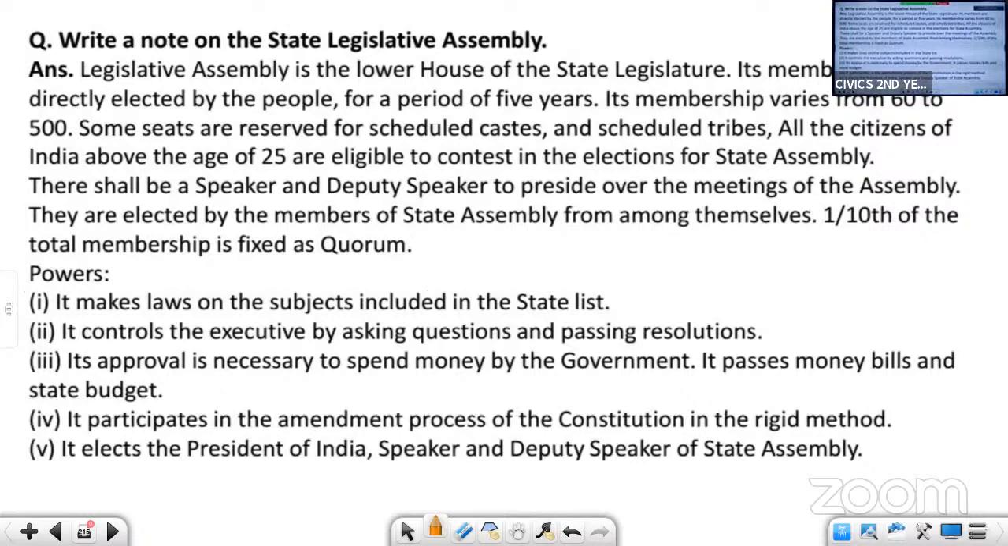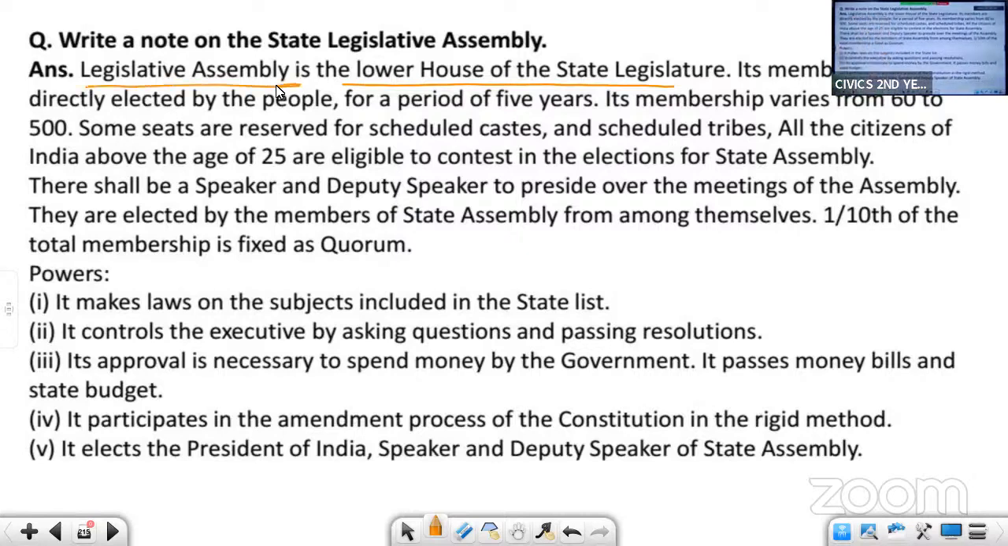Now, let us move to the next question, that is State Legislative Assembly. So, what is State Legislative Assembly? The State Legislative Assembly is the lower house of the state legislature. Like in Parliament we have Lok Sabha, in the state legislature we will have the State Legislative Assembly.